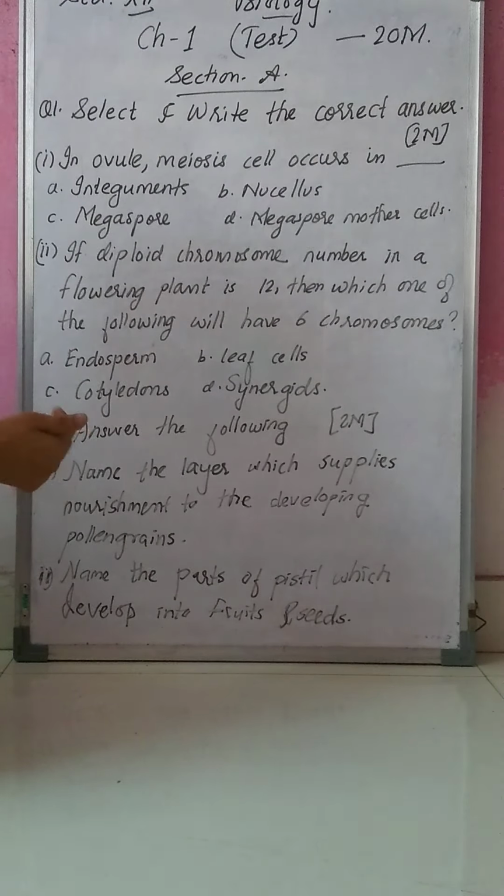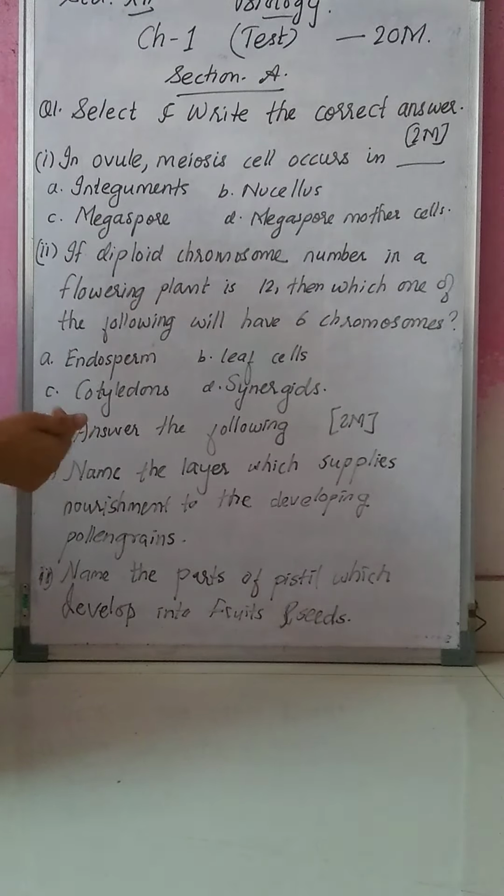Next is section B. You all know that for section B there will be short answers for 2 marks each. Here you have to attempt any three questions, each for 2 marks, so 6 marks. Out of these 4 you can attempt any 3.